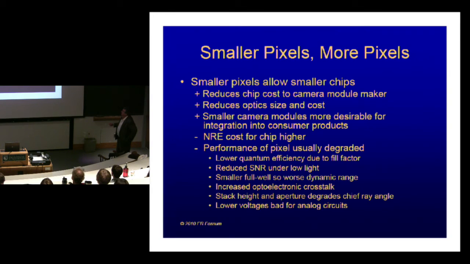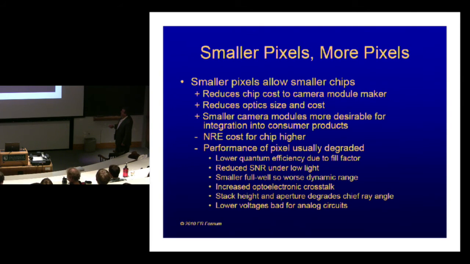And strangely enough, the performance of the pixel wants to get worse as it gets smaller. The quantum efficiency tends to get lower. The signal-to-noise ratio tends to get worse. There's more crosstalk. The green gets into the blue. The red gets into the green. You can mix up the colors. That gets worse.